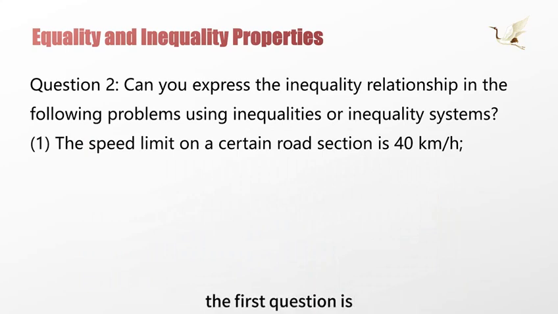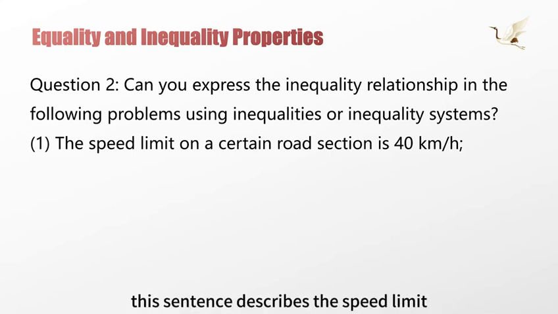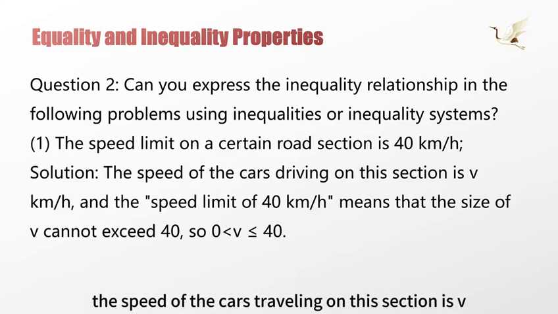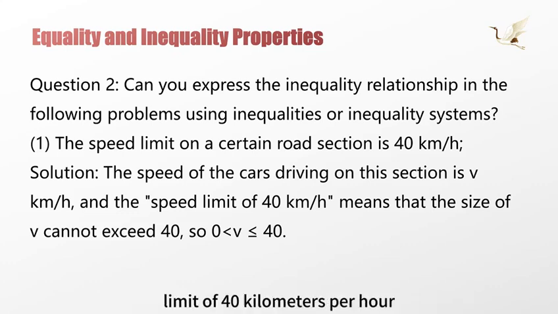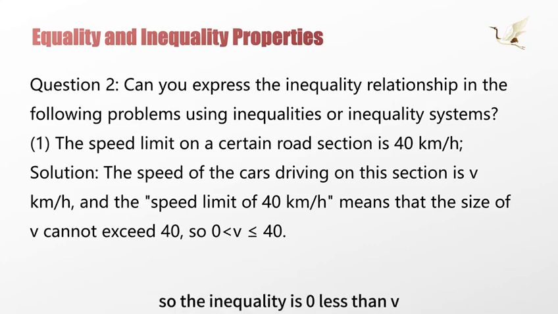The first question is about a speed limit of 40 kilometers per hour on a certain road section. This sentence describes the speed limit for vehicles traveling on that road section. Therefore, we can assume that the speed of the cars traveling on this section is v kilometers per hour, and the speed limit of 40 kilometers per hour means that the magnitude of the speed v cannot exceed 40. Since it is also a moving car, the magnitude of v must be greater than 0, so the inequality is 0 < v ≤ 40.